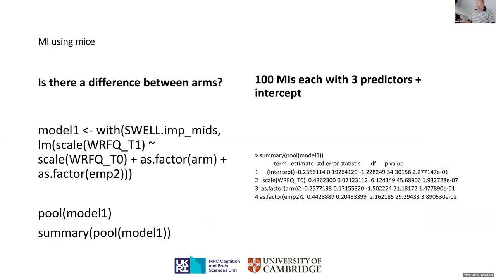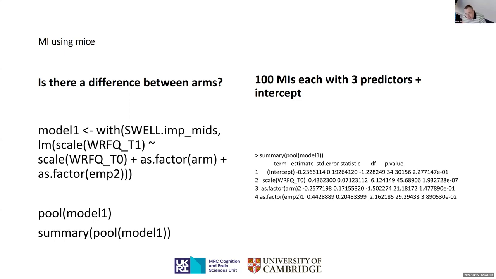So is there a difference between the arms? Do a regression with the with command. We've now produced all the data sets. We now fit the model to each one, fit the ANCOVA to each one. We get all these numbers coming out, about 4 numbers for each of the regression estimates for each imputed data set. So 4 times 100. And then pool them, summary pool, there we are on the right.